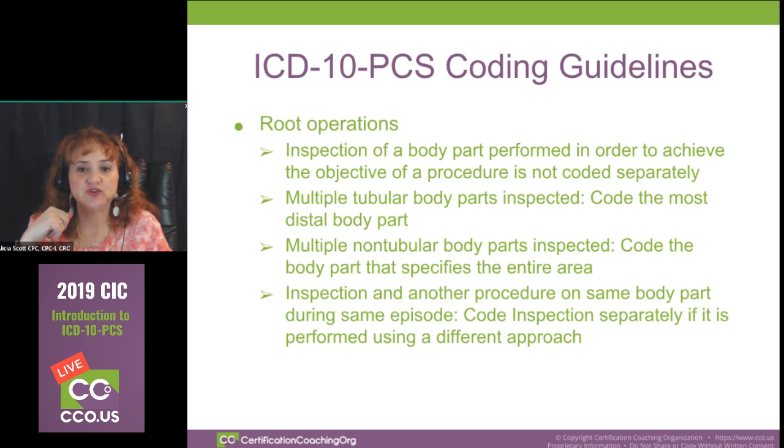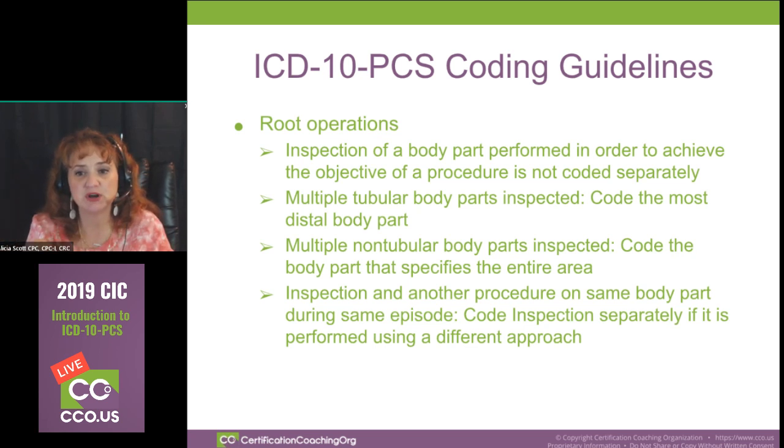Let's see, if we're doing an inspection, then you have to think to yourself, what's the objective of the procedure? And then you wouldn't code it separately if that inspection is part of the body. If you have to do a body part and you're doing an inspection to achieve the outcome of the procedure, then you don't have to code that separately.